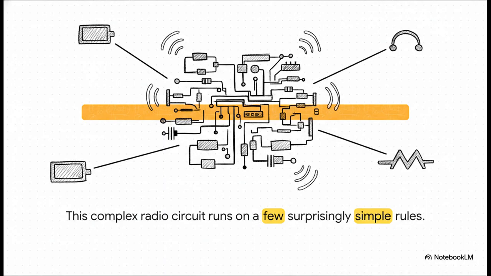This is a real-world circuit diagram for a radio. At first glance, it looks incredibly complicated, right? A total mess of lines and symbols. But here's the secret. All of this, the whole shebang, is built on just a few surprisingly simple rules. And today, we're going to learn them.